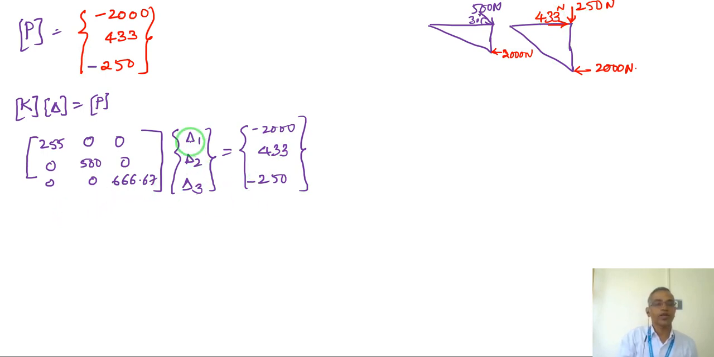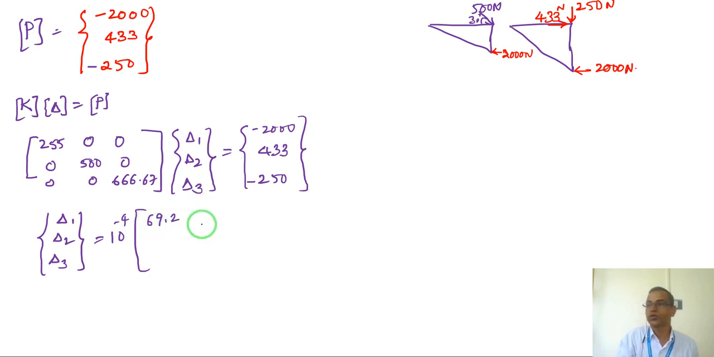So now taking inverse of this K, the delta 1, delta 2, delta 3 are nothing but, this inverse will give me 10 to the power of minus 4. If I take it common, we will have 69.200, 39.